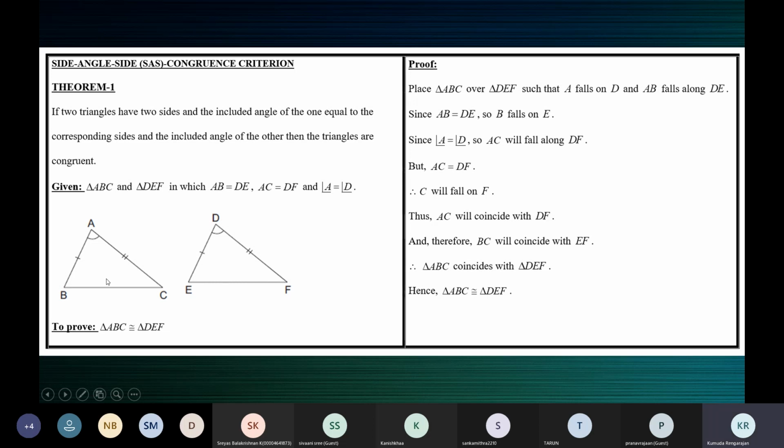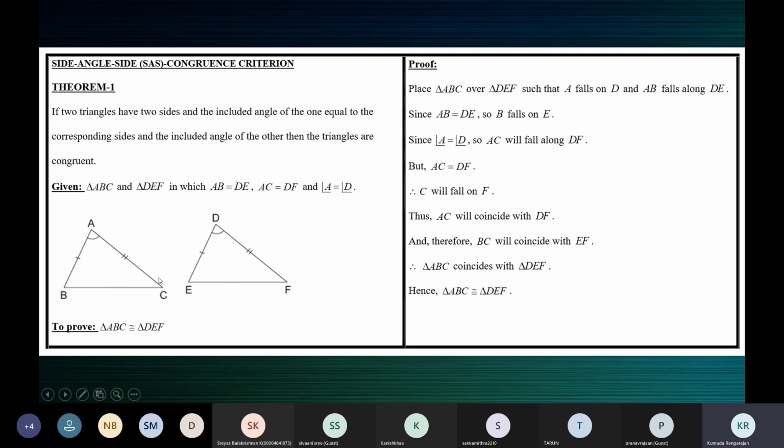So two sides and the included angle of one equal to the two sides and the included angle of the other, then this is enough. If you have this information, if you have these three pairs of equalities, then the triangles are congruent to each other.